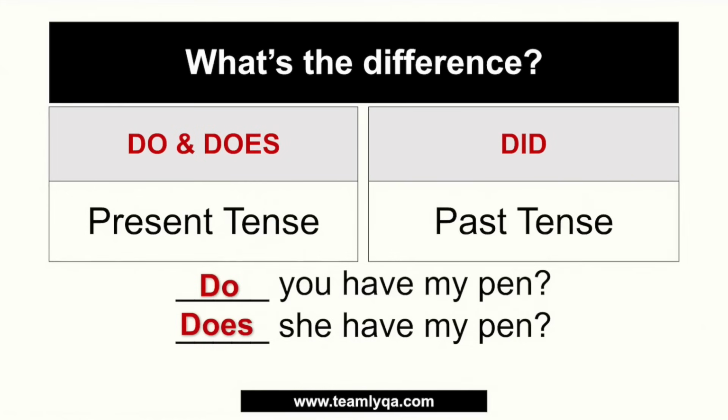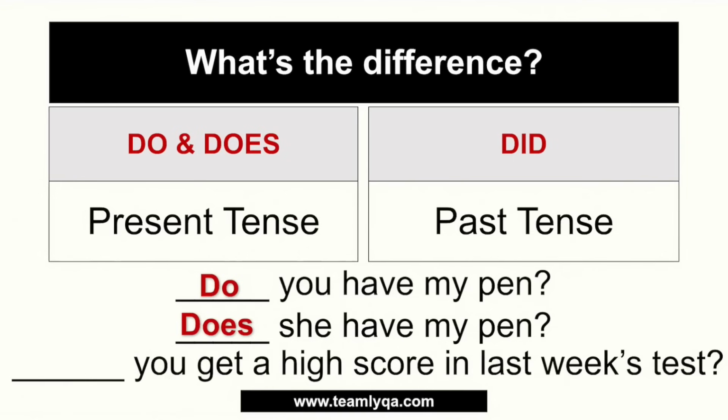Ibig sabihin, nangyari na in the past, tapos na yung action. Tapos na. Okay, last week niya pahawak yung pen mo. Or a sentence like this, blank, you get a high score in last week's test. So, kailan nangyari to? It happened last week. Last week pa yung exam eh. So, the question would be, did you get a high score in last week's test?